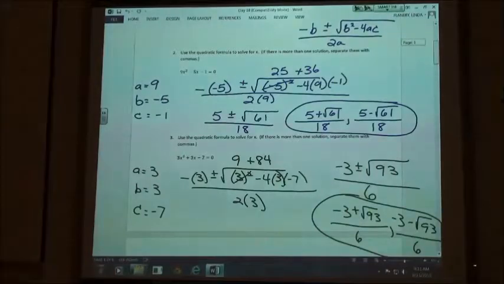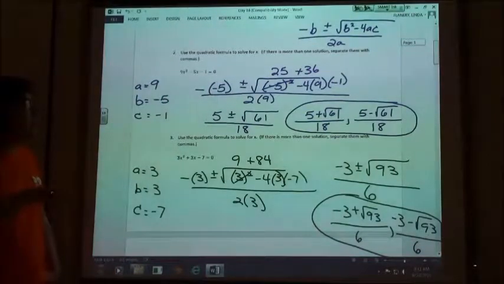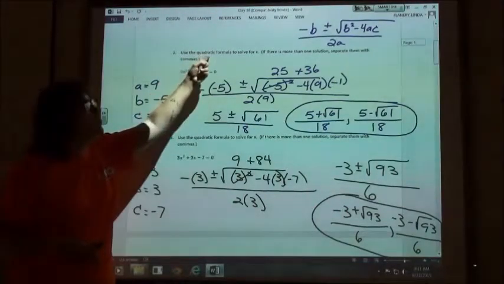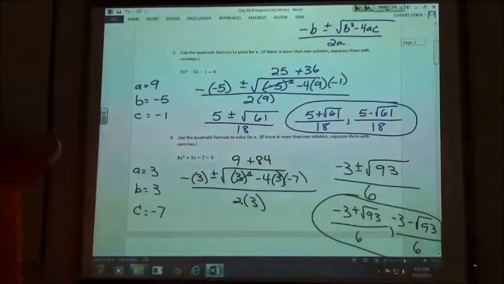So when you're on the ALEX program, even on the assessment, it's going to tell you use the quadratic formula. So if it says that, you know it's not going to factor. Don't even waste your time.